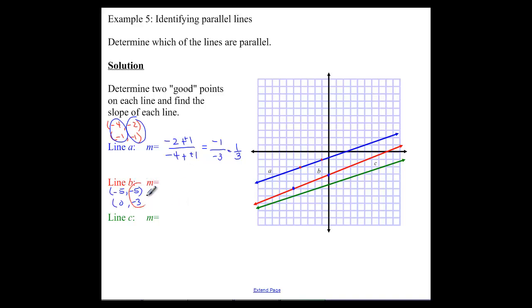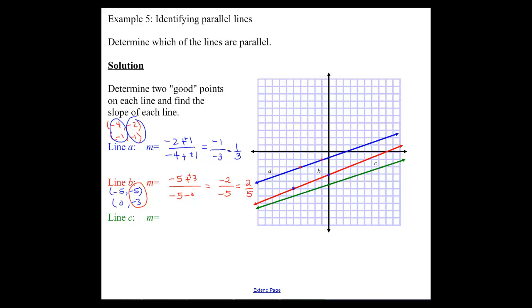Let's subtract our y coordinates in our numerator. Negative 5 minus a negative 3, and negative 5 minus 0. In my numerator, I end up with a negative 2, and in my denominator, I have a negative 5. That simplifies to a slope of 2/5.